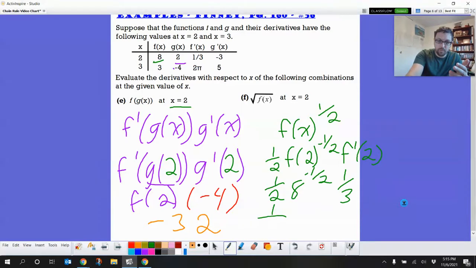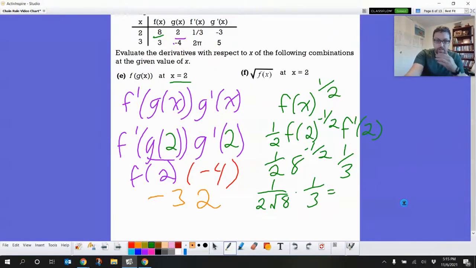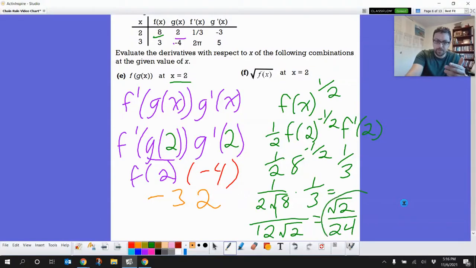So this is 1 over 2 square roots of 8 multiplied by 1 over 3. So let's see, we could simplify that square root of 8 into a square root of 2 and a 2. Multiplied by 2, multiplied by 3, we get 12 square roots of 2 over 1. And if we simplified it, it would be square root of 2 over, well, 24. Yeah, 24. And I believe that's our simplified value.